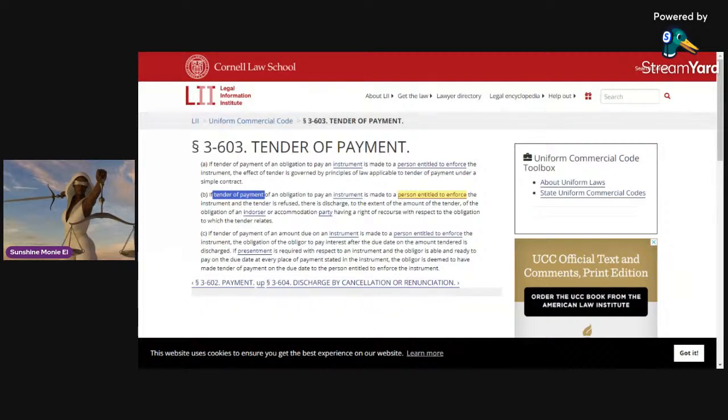Now, if a tender of payment of an amount due on an instrument is made to a person entitled to enforce the instrument, the obligation of the obliger to pay interest after the due date on the amount tendered is discharged, right? I paid it on time. I don't got to pay the interest. A presentment is required with respect to an instrument, and the obliger is able and ready to pay on the due date at every place of payment stated in the instrument. The obliger is deemed to have made tender of payment on due date, and the person entitled to enforce the instrument. So, what's tender, though?